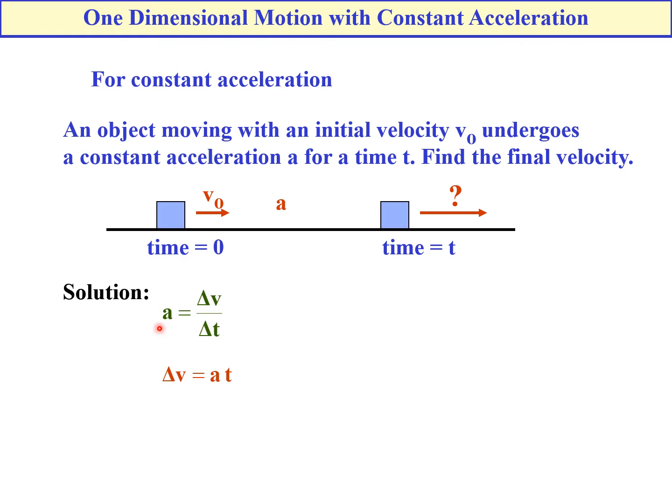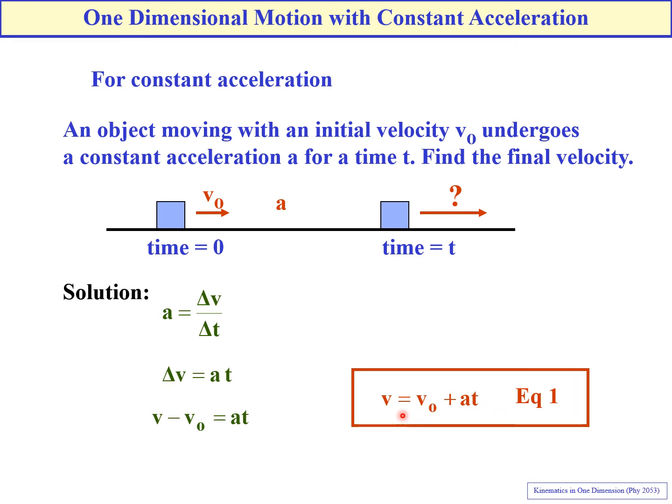Now, take that time to the other side to get change in velocity is going to be equal to acceleration times time. If you remember, change in velocity is final velocity minus the initial velocity. So when you add the initial velocity to the other side, that gives you your final velocity is going to be equal to the initial velocity plus acceleration times time.